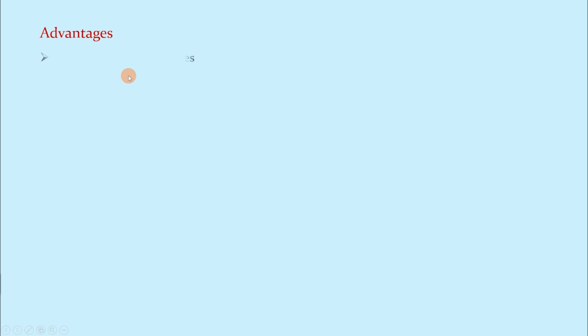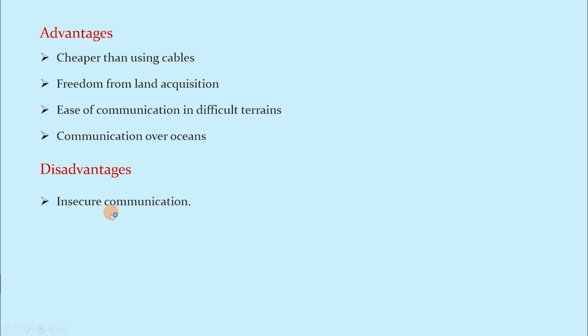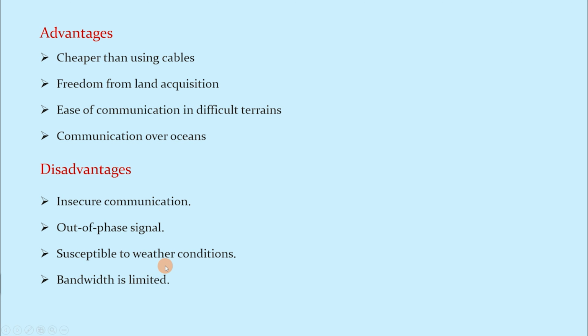Now, advantages: cheaper than using cables, freedom from land acquisition, ease of communication in difficult terrains, communication over oceans. Now, disadvantages: insecure communication, out of phase signal, susceptible to weather conditions, bandwidth is limited, high cost of design, implementation and maintenance. So there are few advantages and few disadvantages at the same time. So communication will be insecure, that is major disadvantage, and it is free from land acquisition and cheaper than using cables, and these are major advantages.